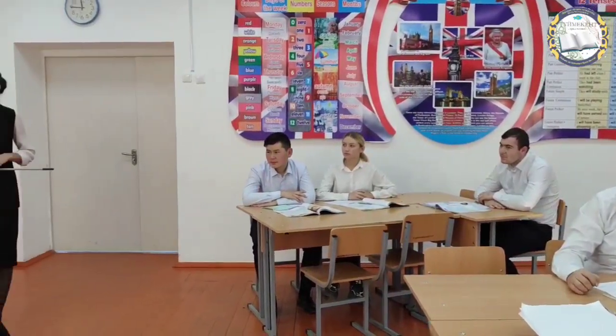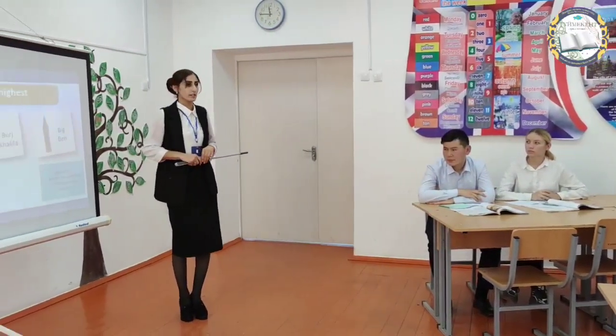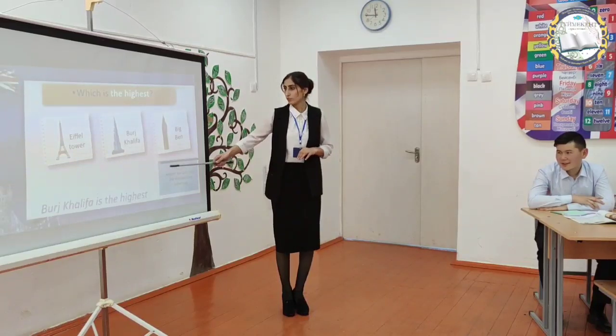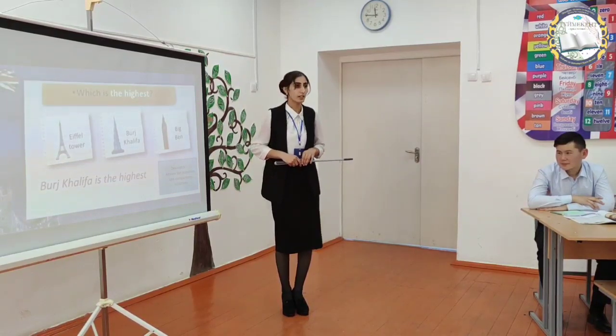The next picture. Who is the fastest? How do you think? The cheetah. Yes, you're right. The cheetah is the fastest. Next. Who is stronger than Dave? Bob or John? John. Yes, you're right. John is stronger than Dave. And the last picture. Which is the highest? How do you think? Burj Khalifa. Yes, you're right. Burj Khalifa is the highest.